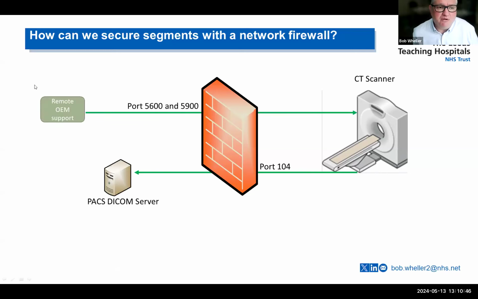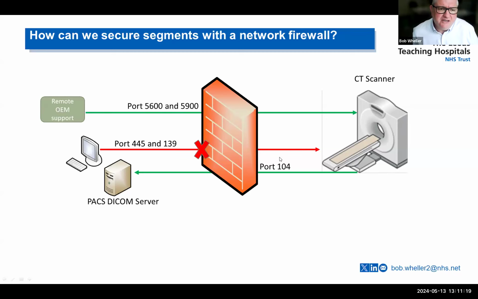Another example is that we might have a remote original equipment manufacturer, a company like Philips, for example, and they may need to access the CT scanner to provide remote support. Again, we'd use the firewall to let that traffic through. Typically, in our case, we use port 5600 and 5900, and that traffic is allowed through the firewall, and it can access the CT scanner. So the firewall is protecting both ingoing and outgoing traffic.